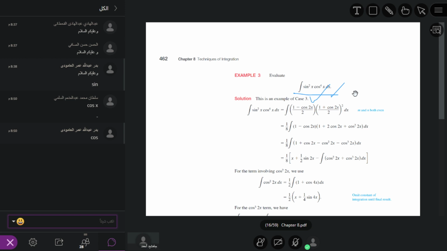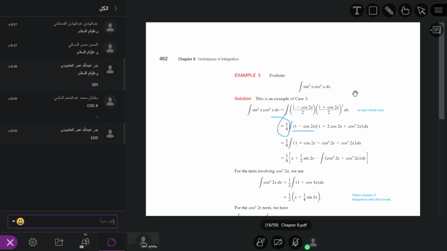Now, what is the square of 2? Square of 2, it is 4. So this 4 will product with this 2, it will become 8. So that is why we write 1 over 8 outside the integral. Whenever we write 1 over 8 outside the integral, what's remaining? Remaining is 1 minus cosine 2x and 1 plus 2 cosine 2x plus cosine square 2x.